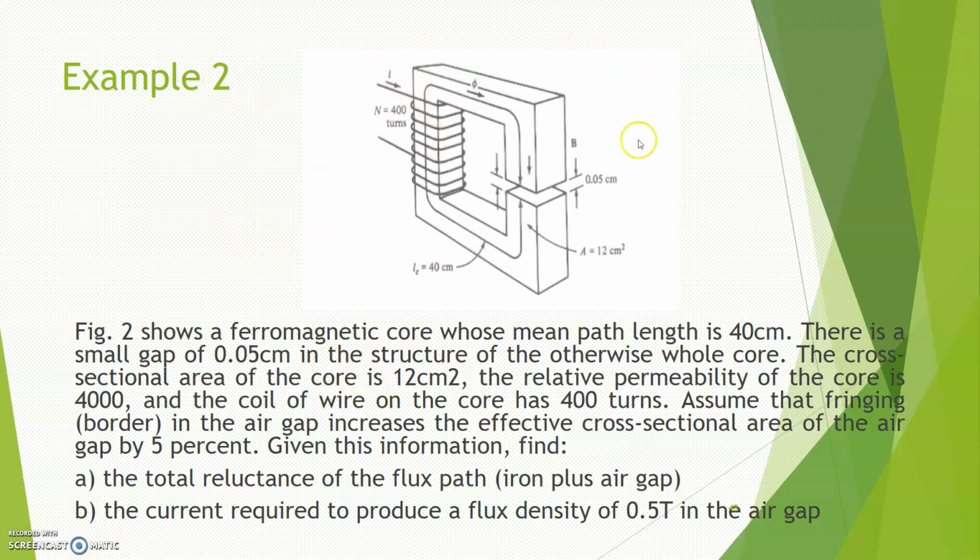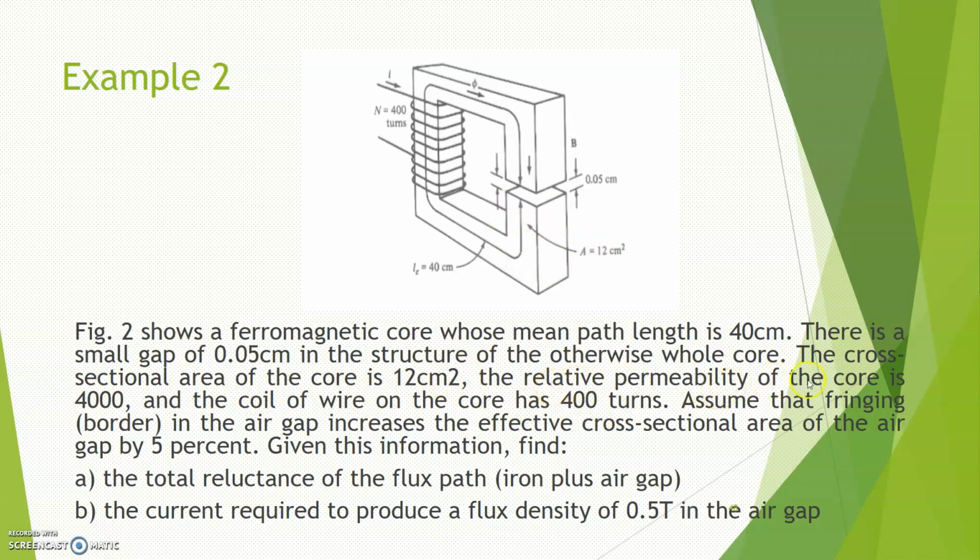So in this diagram, which represents figure number 2, it shows a ferromagnetic core whose mean path length is 40 cm. Okay, so the mean length for the core is 40 cm. There is a small gap. So here you have a small gap of 0.05 cm in the structure of the otherwise whole core. The cross-sectional area of the core is 12 cm squared. Okay, so the cross-sectional area is 12 cm squared.